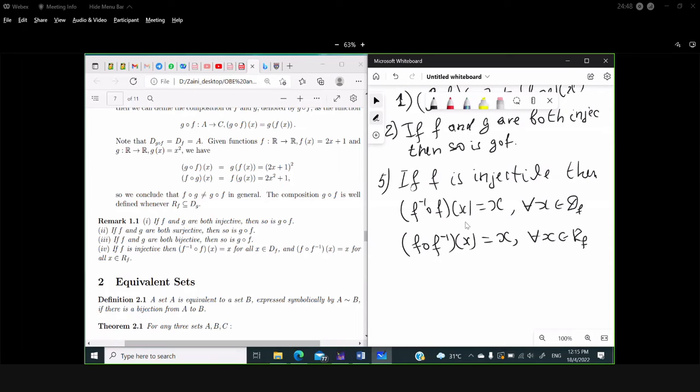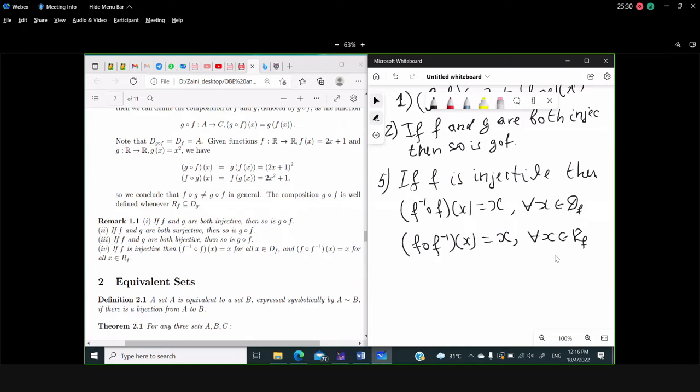F minus 1 f equal to x. The inverse with f, usually we call it the identity operator. The identity operator acting on any function gives the same function. So this one is okay. But you see, the composition of f and f minus 1 actually is x for all x from the domain of f. The second one is on the RF. The same equation holds for all x from RF.